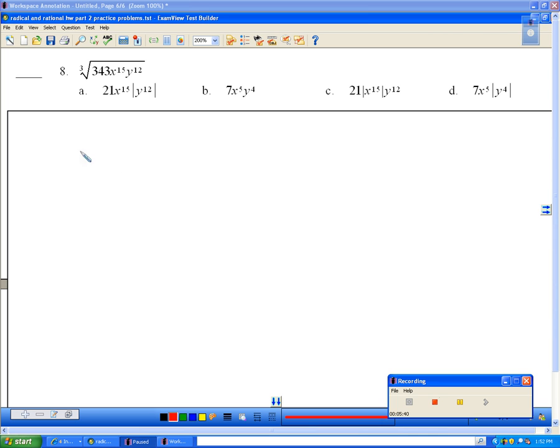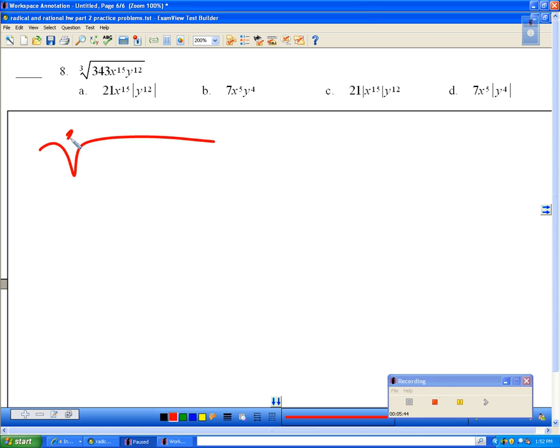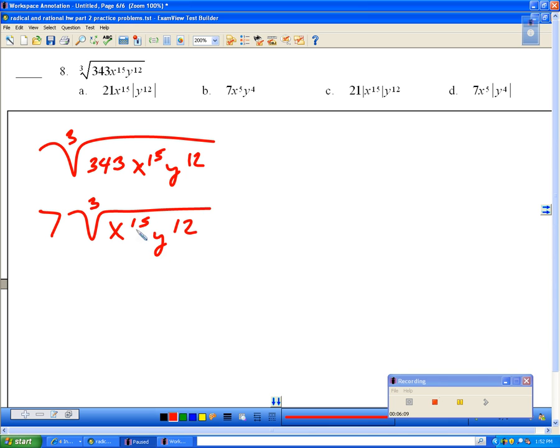And here's our last example of the day, the cube root of 343, x to the 15th, y to the 12th, and I'm going to take the cube root of that. So 343, I just happen to know, 7 times 7 times 7 gives me 343. So I'm going to get that 343 out from underneath that cube root. So that is going to leave me with the y to the 12th and my x to the 15th under the cube root.